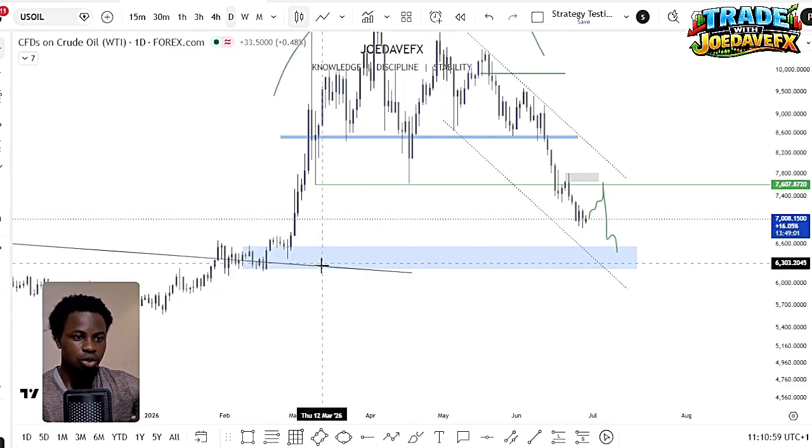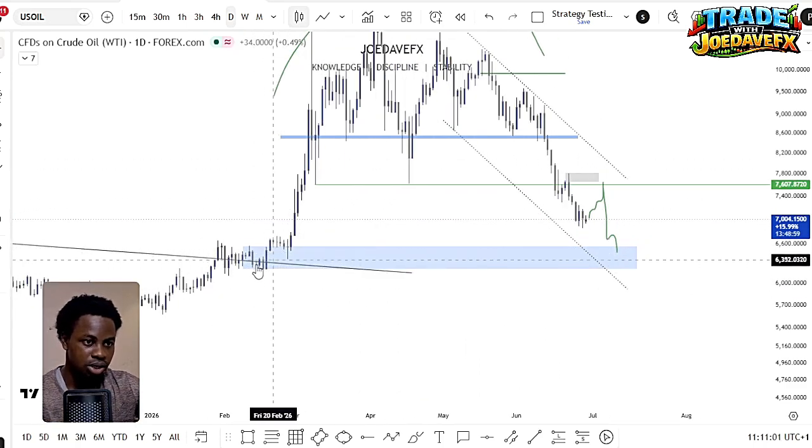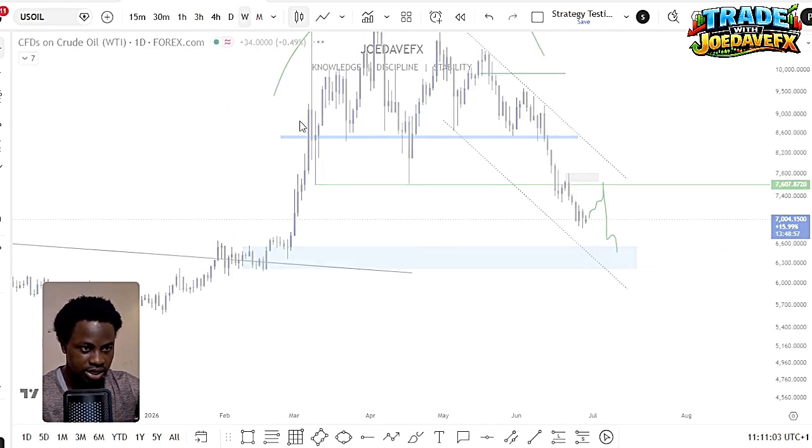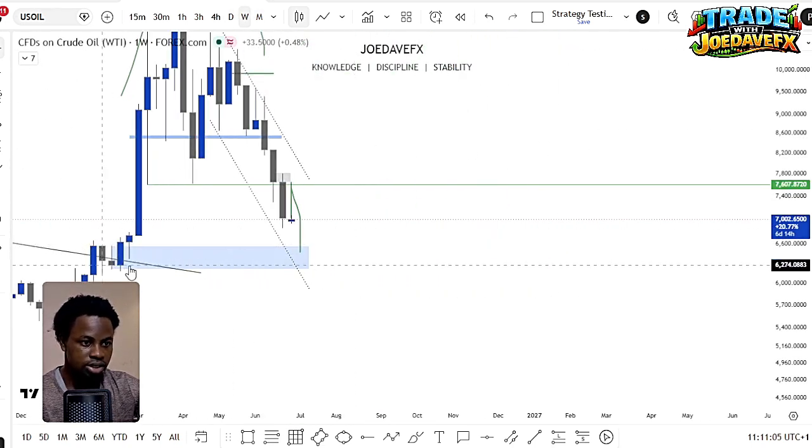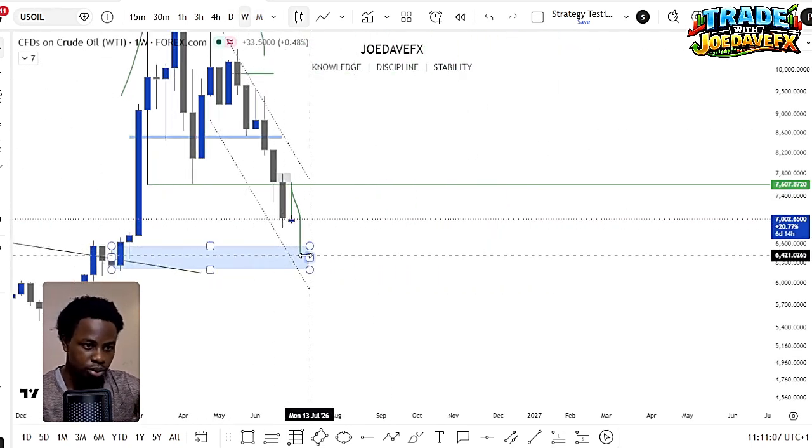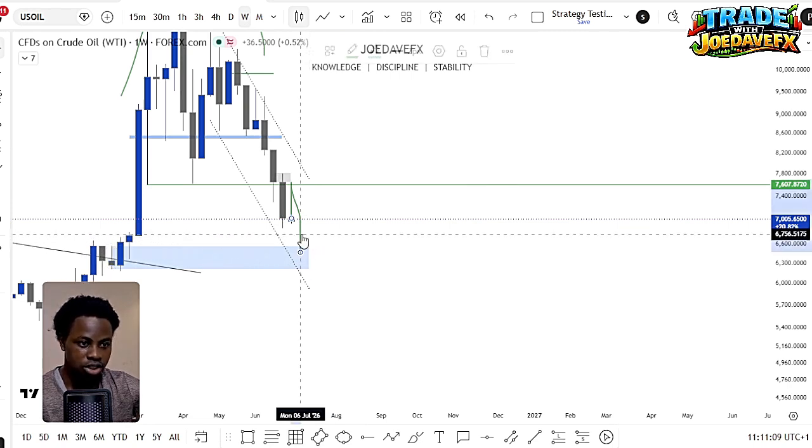Very simple. So we had this other block here. You can see this zone here. This is a very clean other block on the weekly time frame. Going back to the weekly time frame, you can see this is the other block I'm still expecting this price to dump into, and price is kind of approaching the zone at the moment.